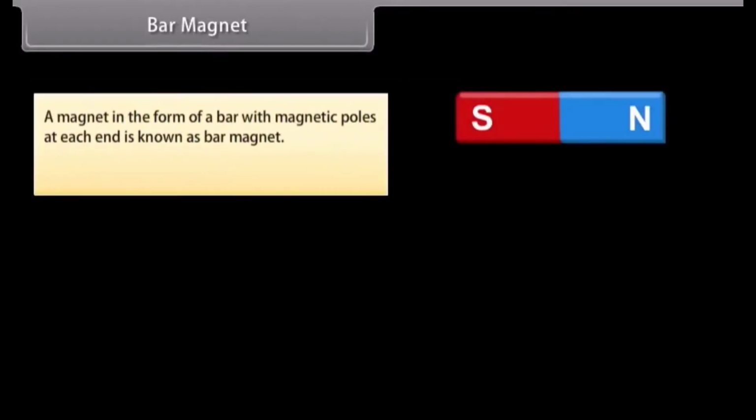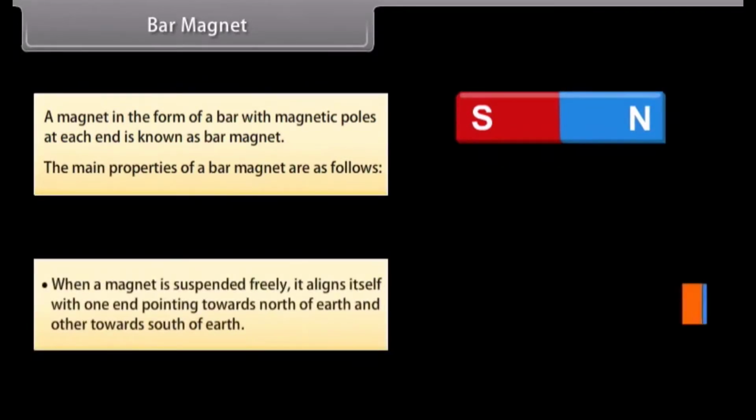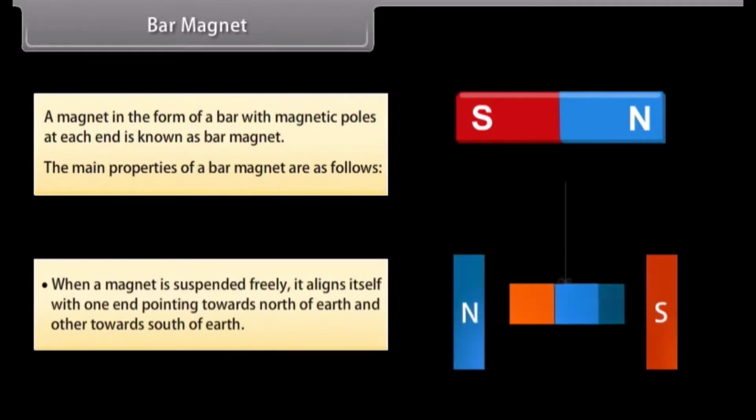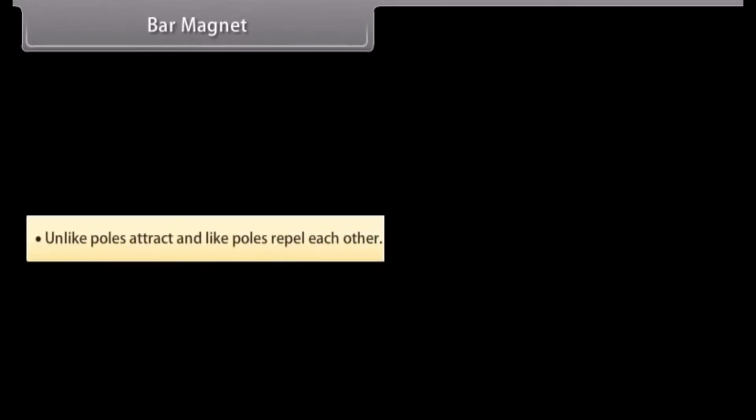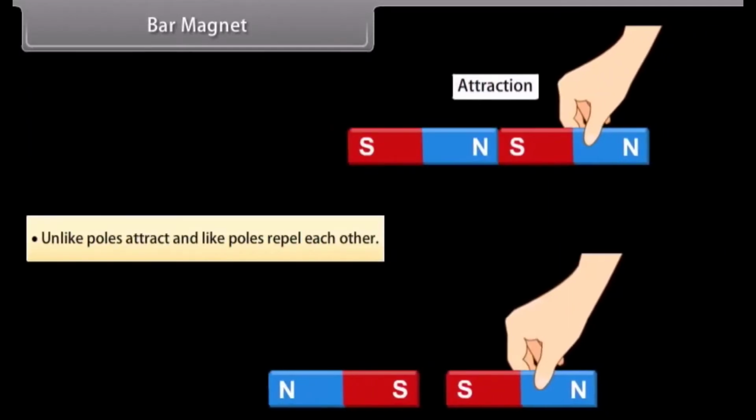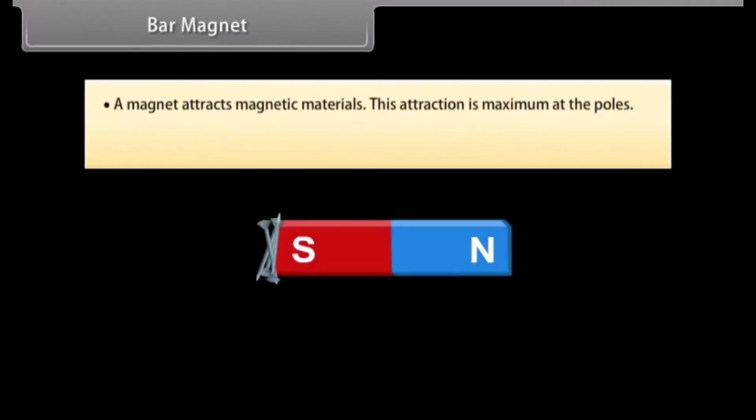A magnet in the form of a bar with magnetic poles at each end is known as a bar magnet. The main properties of a bar magnet are as follows. When a magnet is suspended freely, it aligns itself with one end pointing towards north of Earth and other towards south of Earth. Unlike poles attract and like poles repel each other. A magnet attracts magnetic materials. This attraction is maximum at the poles.